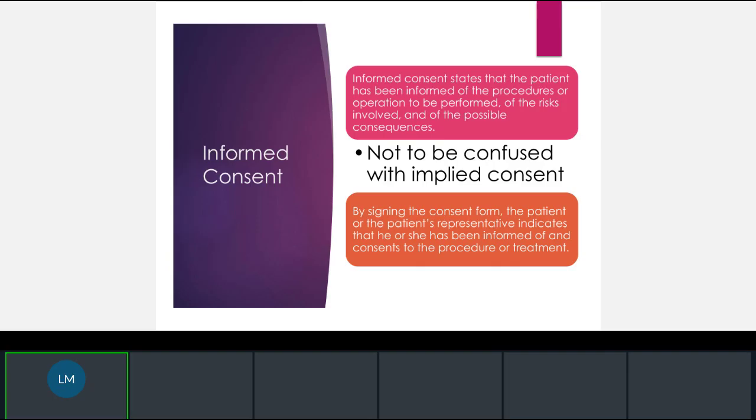So what is it? Informed consent basically says that the patient is informed of the procedure or the operation or the exam that is to be performed, any risks that are involved with that, and the possible consequences that can come from it. Okay. So typically informed consent, literally it's implied in the name that you're informing the patient all about the procedure, and then they have to give their consent. The biggest thing with how they do that is that they sign a consent form. The signature is the biggest part of informed consent.